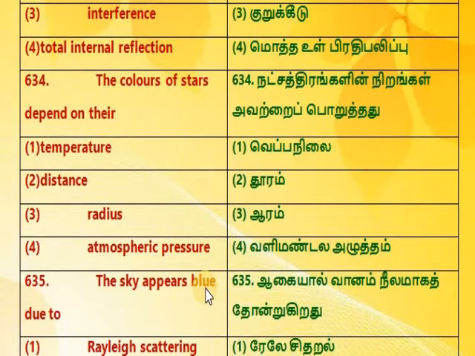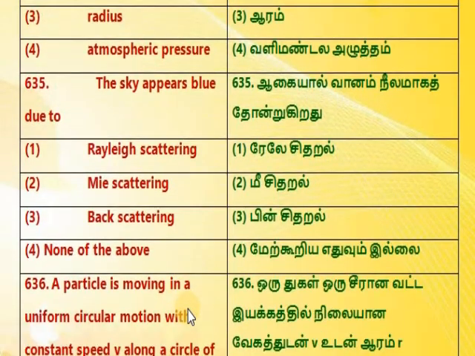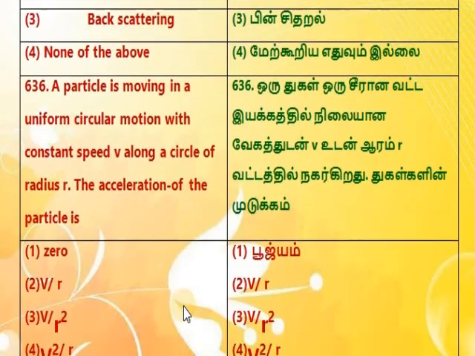634. The colors of stars depend on their: 1. Temperature, 2. Distance, 3. Radius, 4. Atmospheric pressure. 635. The sky appears blue due to: 1. Rayleigh scattering, 2. Mie scattering, 3. Backscattering, 4. None of the above.